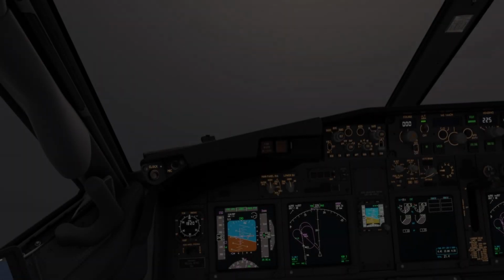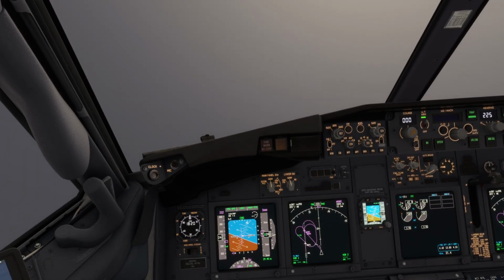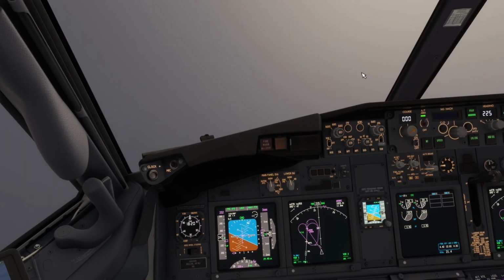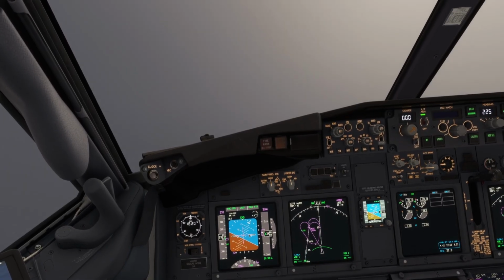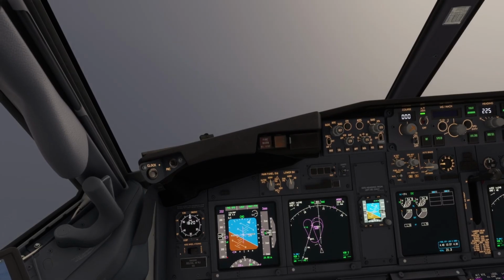Alrighty guys, so we have reached our cruising altitude today of 3,000 feet. We are all cleaned up and everything like that from our departure out of New York John F. Kennedy Airport, and we've just set up a hold at ROQUE, which I hope goes well.